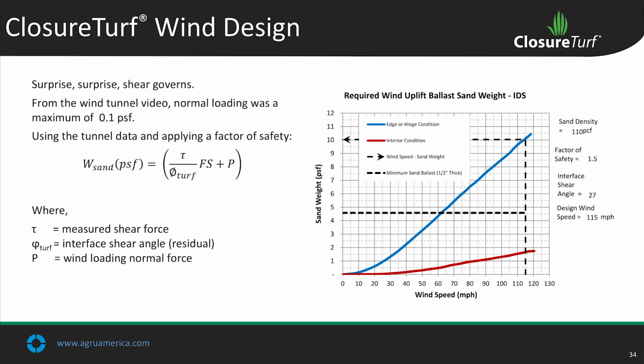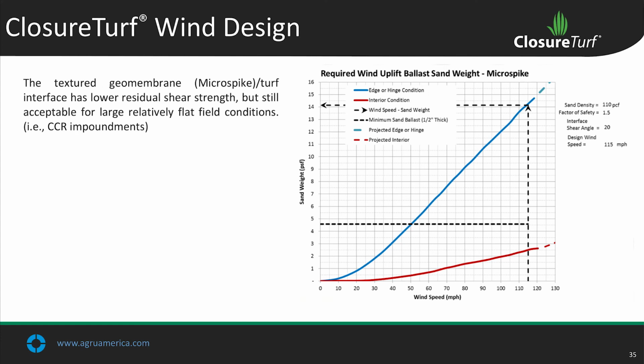We plug in this wind speed, 115 miles per hour, run up to the top of the blue curve for the hinge condition, and we need 10 pounds per square foot of sand ballast along that hinge. Here in the interior condition, we only need about 1 3/4 pounds. Beauty of it is at our minimum sand ballast depth of 1/2 inch, you're going to get 4.5 pounds. So the interior condition is always going to be stable, and you need to concentrate your ballasting design on edge or hinge conditions.